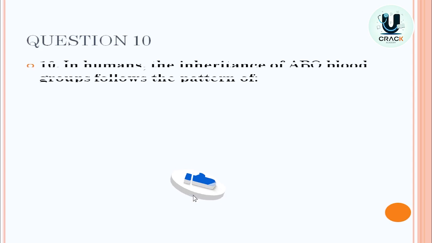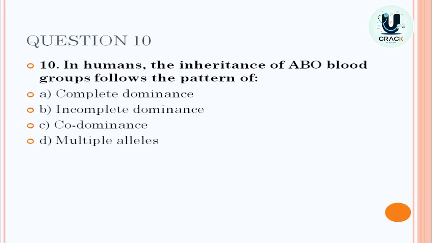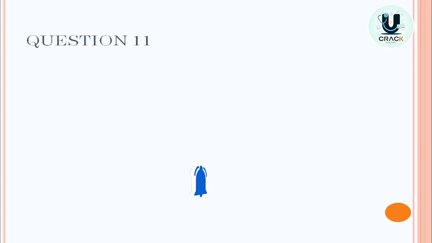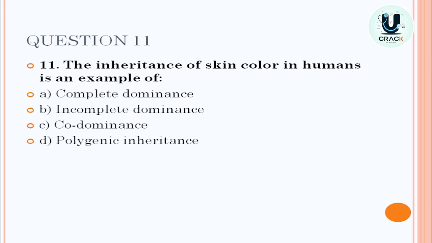Question number 10. In humans, the inheritance of A, B or AB blood groups follows the pattern of A. Complete dominance, B. Incomplete dominance, C. Codominance, D. Multiple alleles. Answer C, codominance.